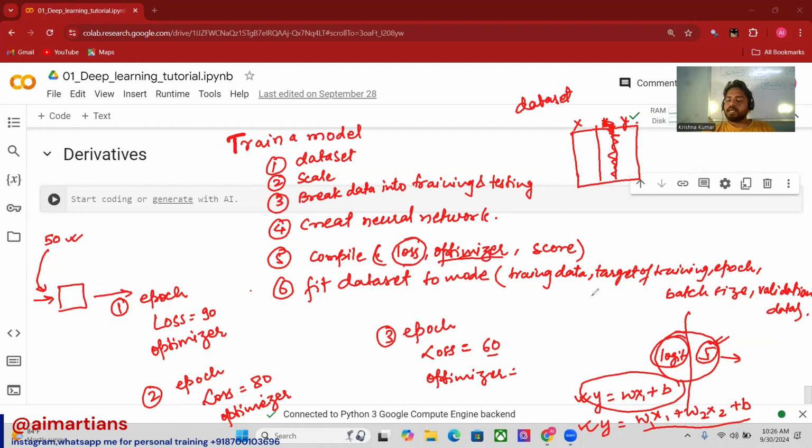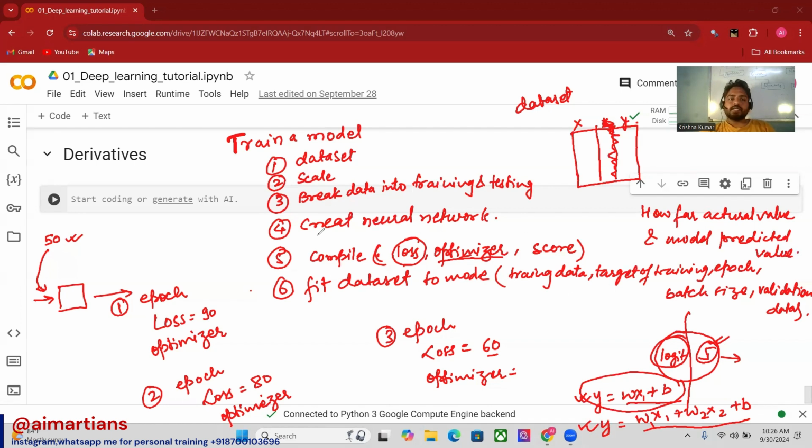In this case, my model will calculate the overall loss of the model, and it will calculate how far the actual value is from the model's predicted value.